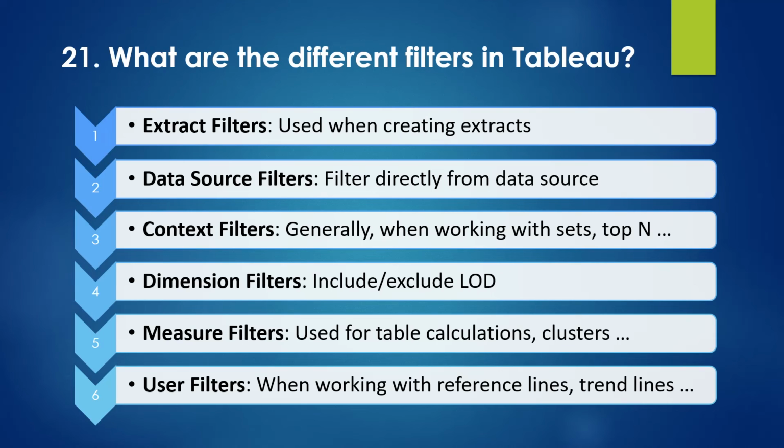Next, we have the different filters in Tableau. As we can see here, we have 6 types. We have extract filters that are used when creating extracts, data source filters, which directly filter from the data source. We have context filters. Generally, when working with sets, for example, if you want to create the top 10 customers in a given city depending on a condition, you are going to use context filters.